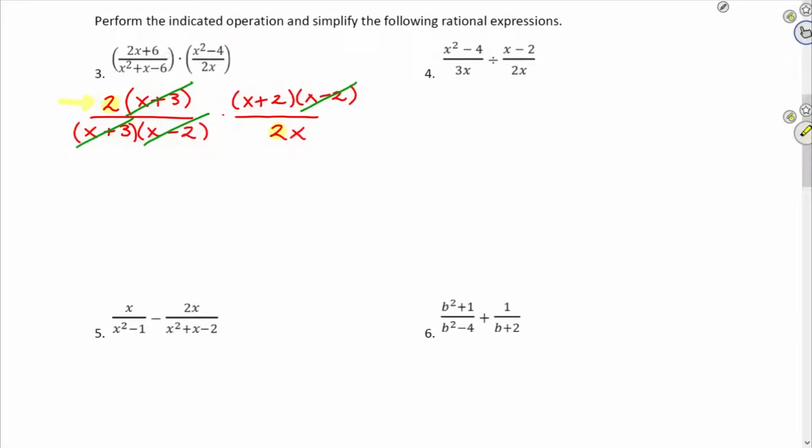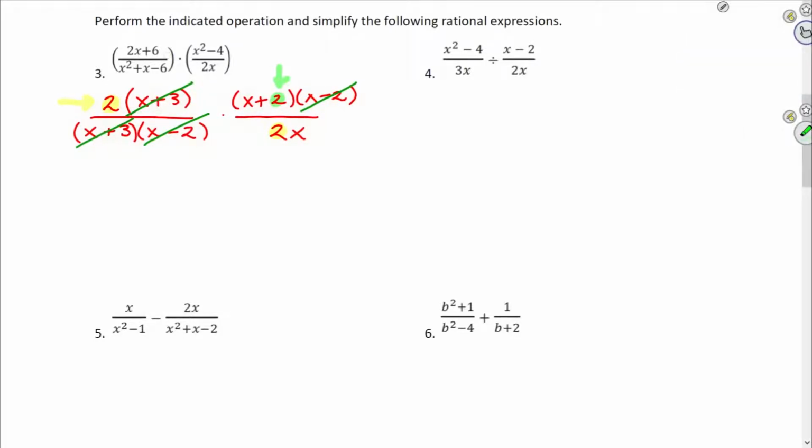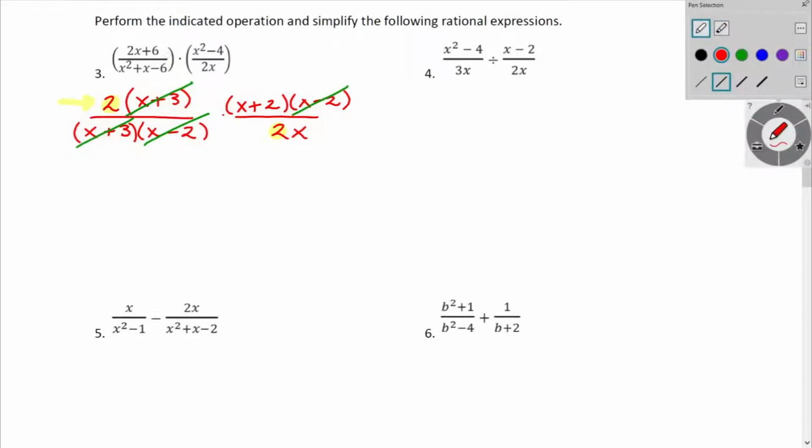I cannot cancel with this 2. This green 2 is being added to something else to create a big factor, x plus 2 as a factor. So I can cancel off the 2 that's being multiplied, but I cannot cancel the 2 that is being added to something within a bigger term. Okay, so I can cancel this 2, we'll change colors. This 2 and this 2 cancel, and that's fine.